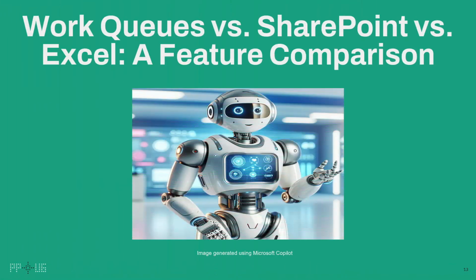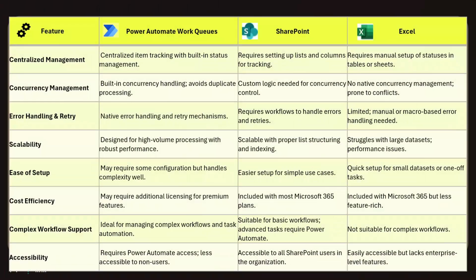So let me explain a small comparison which I want to do, because in Power Automate or in Power Platform we have SharePoint and Excel. What feature does this work queue give in comparison with SharePoint and Excel? I don't say that work queues are better than SharePoint or Excel. Each has its own advantages and disadvantages, but I just want to showcase a small comparison of how this work queue can prove efficient in its own application.